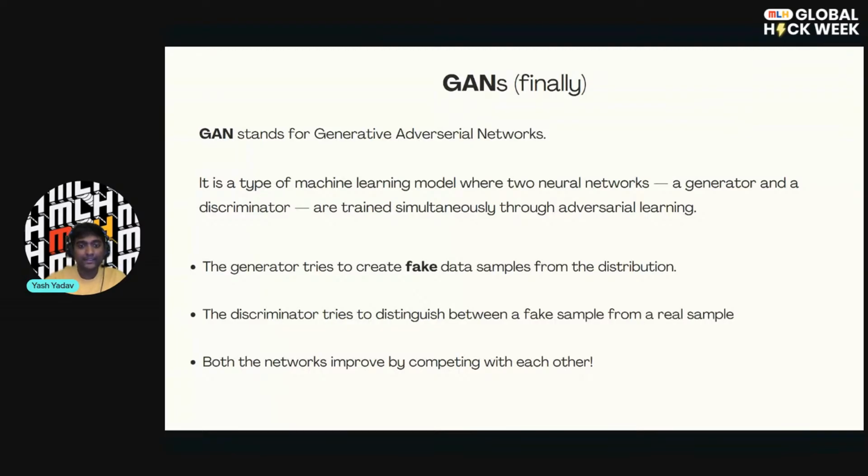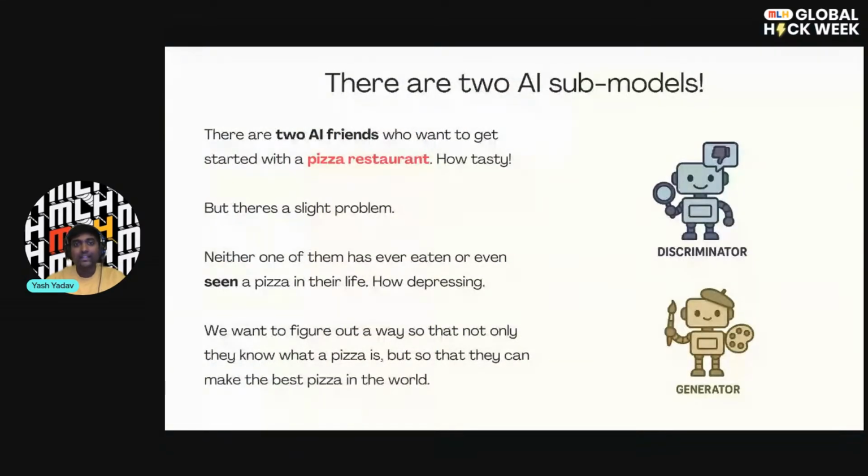Let's try to understand this better with an example, right? Let's say we have two AI submodels. We have our discriminator and our generator, which are these tiny, cute little images that I generated. I generated both of these images for this stream. And these two AI friends, they want to make a pizza restaurant.